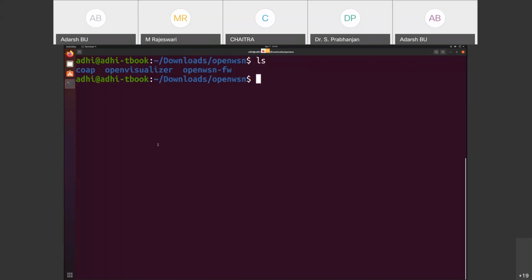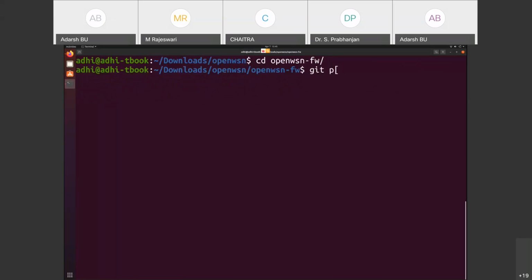Okay, so let's start with OpenWSN. One more thing I want you to make sure of: whatever you have cloned, make sure that you have cloned it completely and that it is up to date. Just give the command: cd OpenWSN, and git pull. You must get "Already up to date". This will make sure that you have cloned it properly. If not, it will clone it and keep it updated.